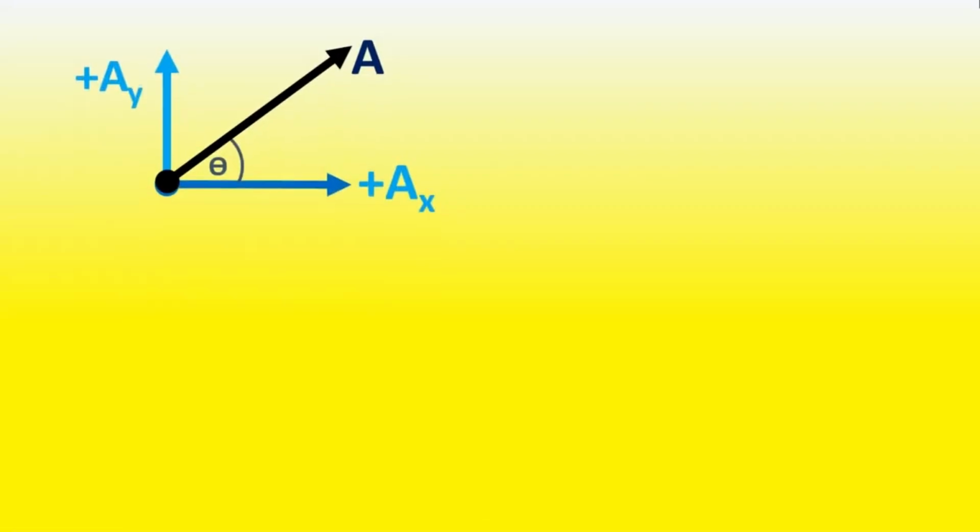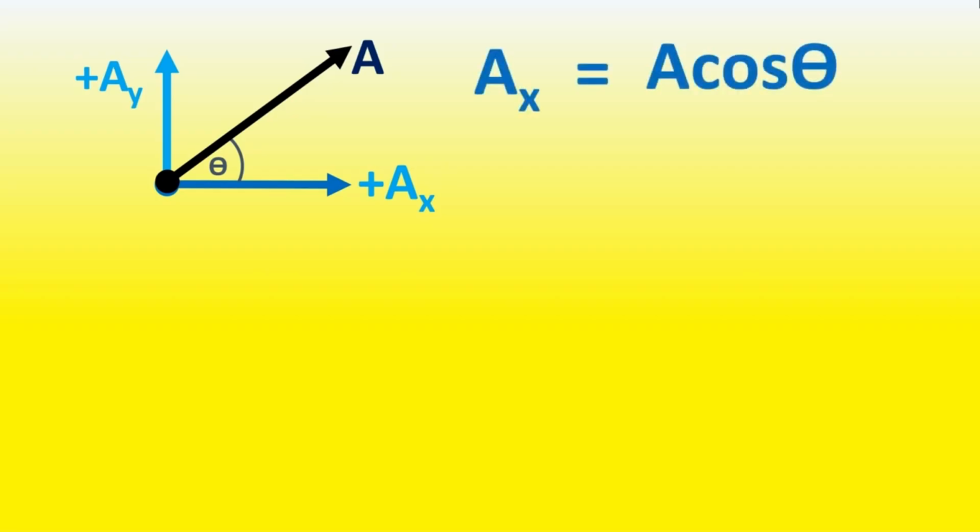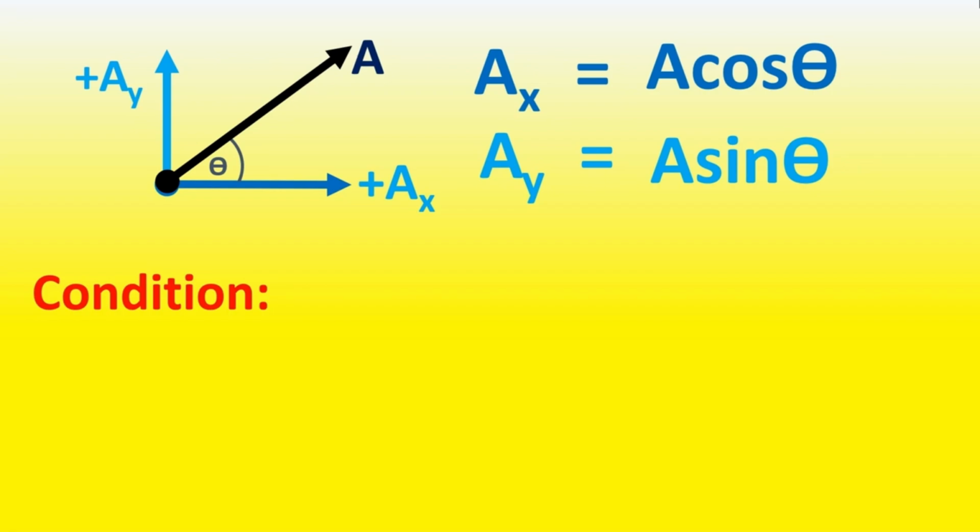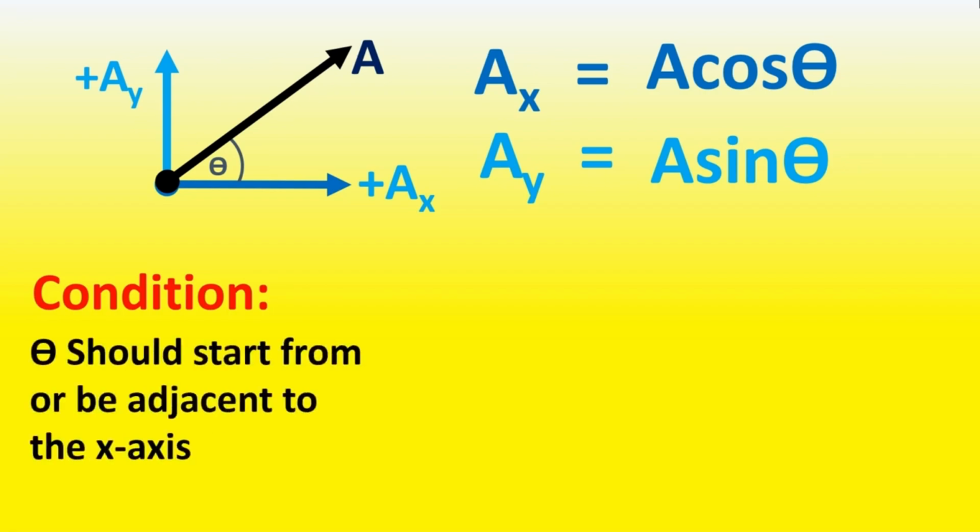To calculate x and y components based on trigonometry, we use these equations. Ax is equal to A cosine theta, and Ay is equal to A sine theta. Take note that in order for us to use these equations, our angle should start from or be adjacent to the x-axis, just like these angles.